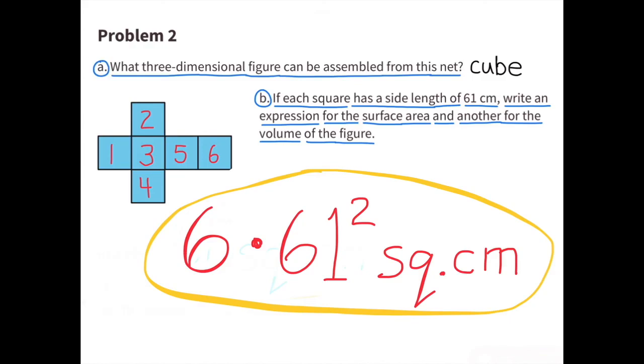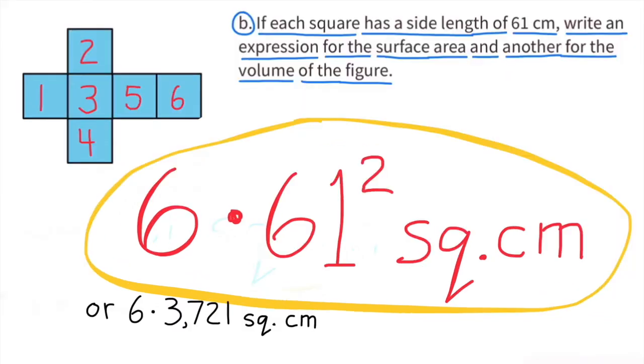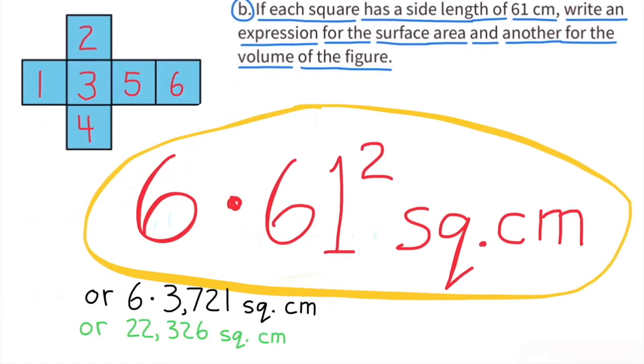6 times 61 to the second power squared centimeters. Another expression could be 6 times 3,721 squared centimeters. And 6 times 3,721 squared centimeters equals 22,326 squared centimeters. All three of these expressions could represent the surface area of the net.